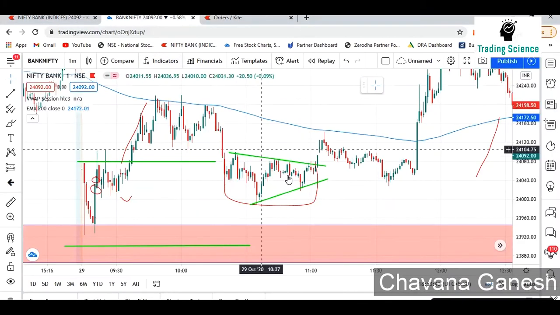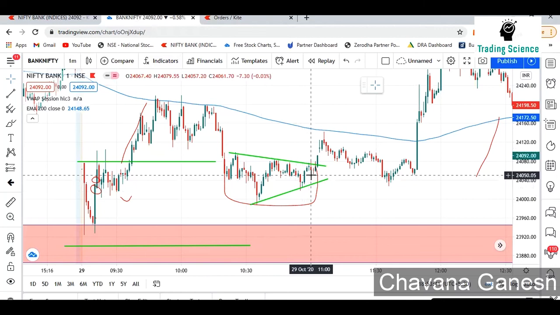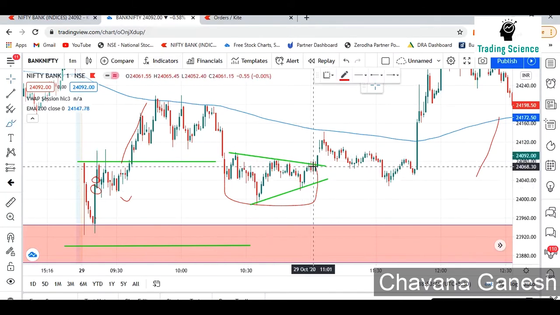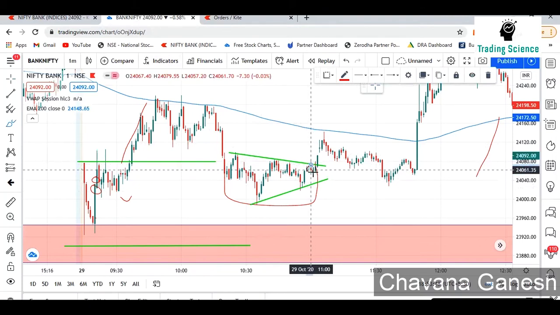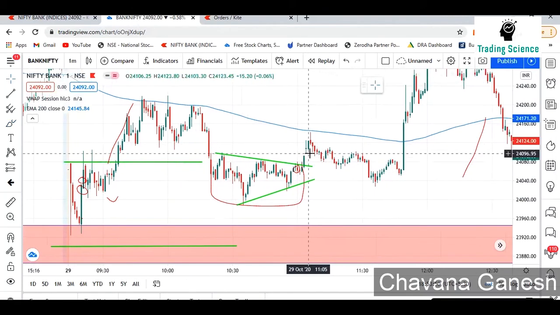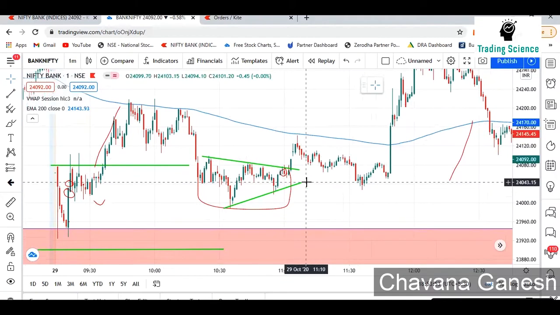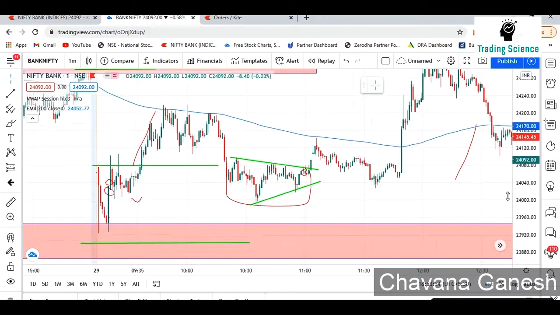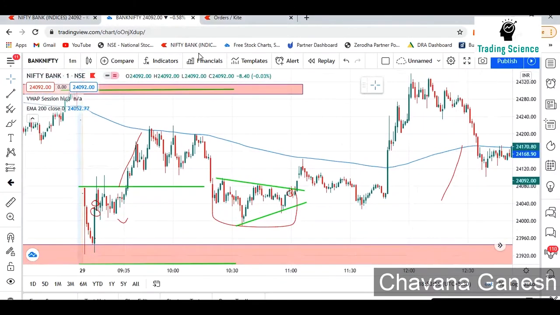You can see exactly 11 o'clock at this time, this red candle. When I saw the red candle, exactly at this point I exited. I expected the bullish move after this. That's why I exited, and I waited for another opportunity to take. At the time I was in a profit of 4,000 exactly.